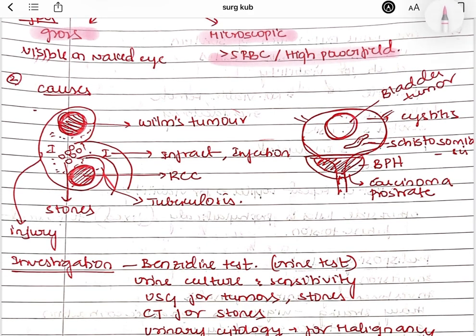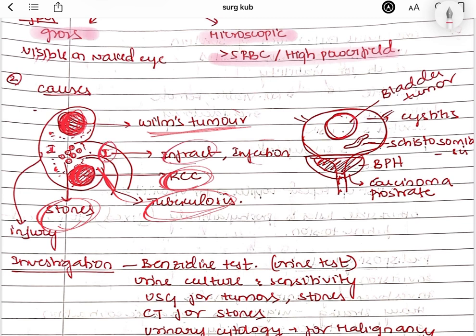So I remember the causes of hematuria using this diagram. First you draw a kidney and then you draw small bubbles in between. The small bubbles indicate renal stones, and in the upper part you draw a big circle, and also in the lower part you draw a big circle. This upper circle indicates Wilms tumor and this lower circle indicates RCC, which is renal cell carcinoma. Done. And I also put a few dots here and there, which reminds me of tuberculosis, so renal tuberculosis. This I indicates infarction or infection, and this I indicates injury. So these are the different causes of hematuria.